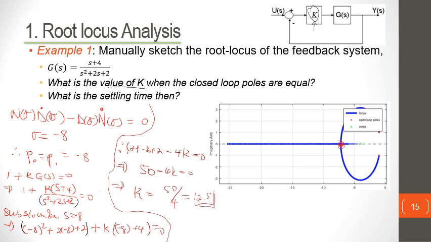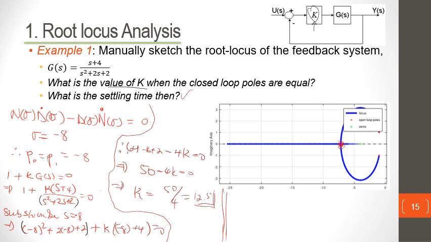So if we want the closed loop poles to be both equal, then our K has to be 12.5. That's what the equation says, and then we can also attempt to answer the question, what is the settling time?